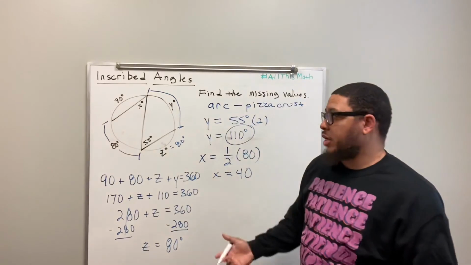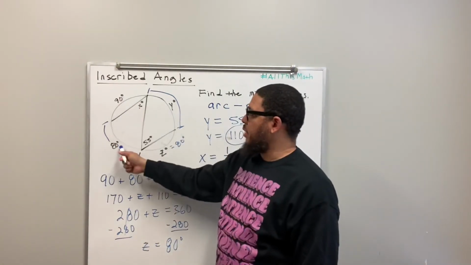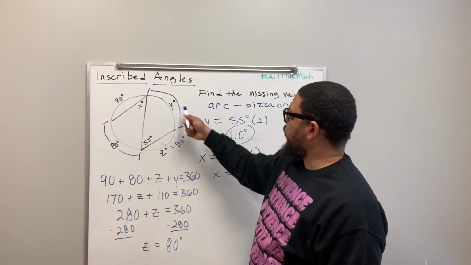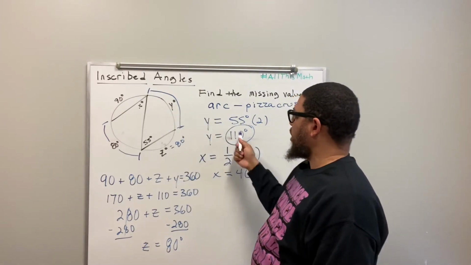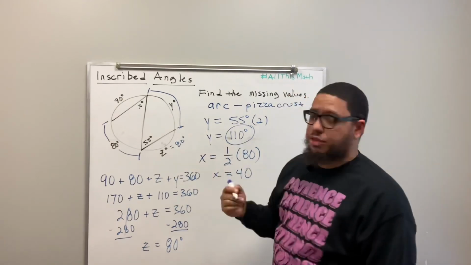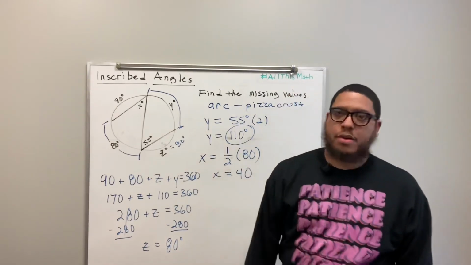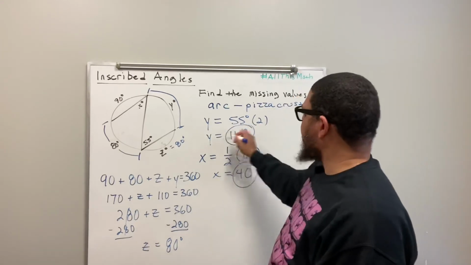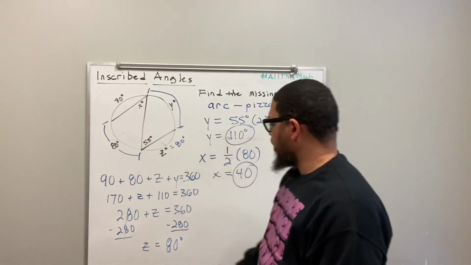And if we want to check our work, we just make sure that 90 plus 80, 170, 170 plus 80, 250, 250 plus Y, which was 110, is 250 plus 110 equal to 360? Yes, it is. So these are our three values. Y equals 110, X equals 40, Z equals 80.